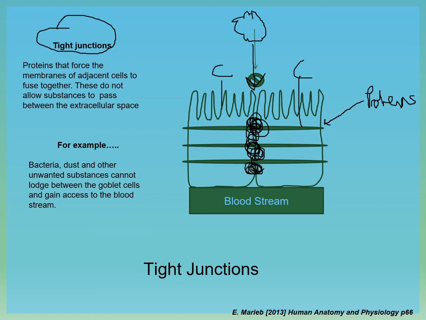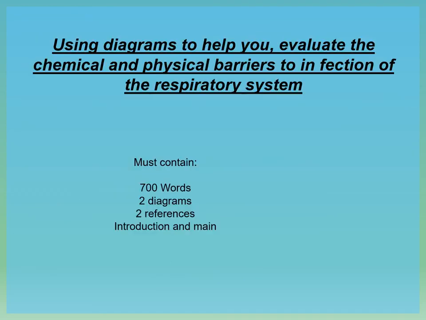So I've written it there: bacteria, dust and other unwanted substances cannot lodge between the goblet cells, gain access to the bloodstream or start replicating and causing infection and disease. What I would try to do is find a quote or some kind of information from a relatively reliable source that supports the tight junctions.